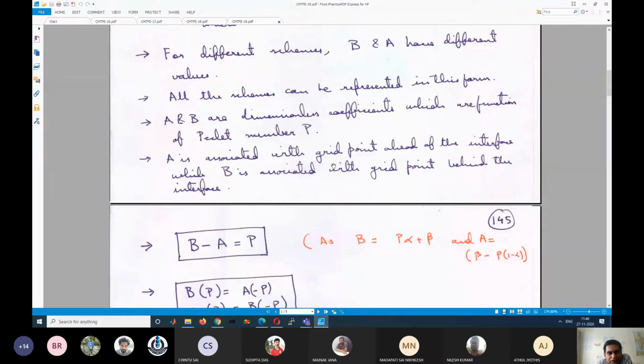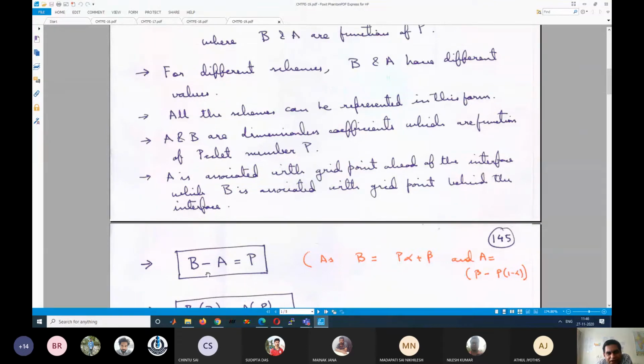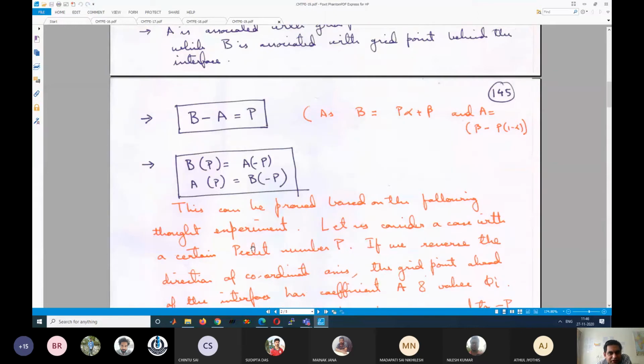When we have discussed, this Peclet number can be both negative and positive. The Peclet number can go from minus infinity to plus infinity. Whatever is the value, always B is equal to A plus P. Whether it is minus 10 or minus 2 or plus 3 or plus 7, it does not matter. If A is some value like 1 plus P by 2, then B will be 1 plus P by 2 plus P, so 1 plus 3P by 2, whatever is the value of P.